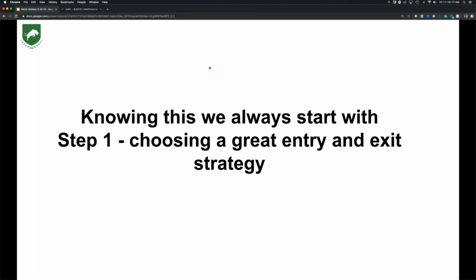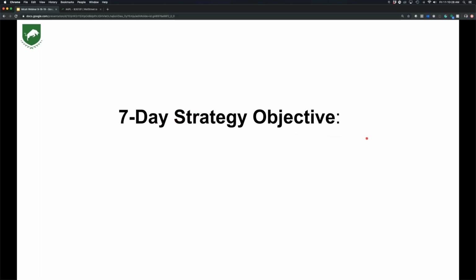So knowing that you have to have a good stock technical strategy before you even place an option strategy is part of step 1 here, choosing a great entry and exit strategy. And so today I want to first give you my 7-day strategy, and then we're going to use that to then apply to the best option strategy.